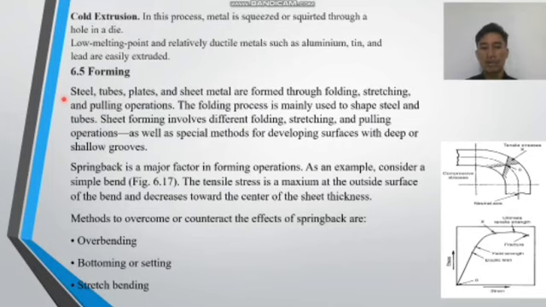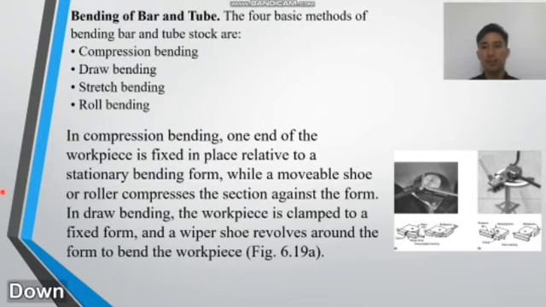As an example, consider a simple bend, picture 6.17. The tensile stress is a maximum at the outside surface of the bend and decreases toward the center of the sheet's thickness. Methods to overcome or counteract the effects of springback are overbending, bottoming or setting, and stretch bending. Next, bending of bar and tube. The four basic methods of bending bar and tube stock are compression bending, draw bending, stretch bending, and roll bending.